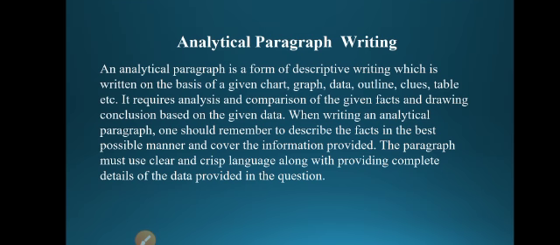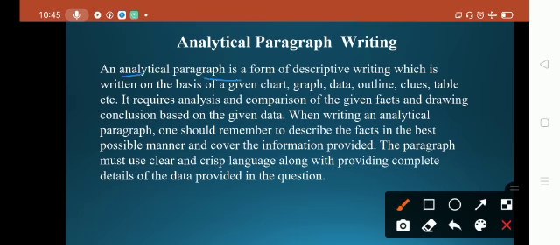So, on the basis of this line graph, let's discuss the meaning of an analytical paragraph. You must have got a fair idea about how to write an analytical paragraph. So let's understand its meaning. An analytical paragraph is a form of descriptive writing, which is written on the basis of a given chart, graph, data, outline, clues, table, etc. So you will be given either a chart, graph, data, outline, clues or table, and you just need to describe that.